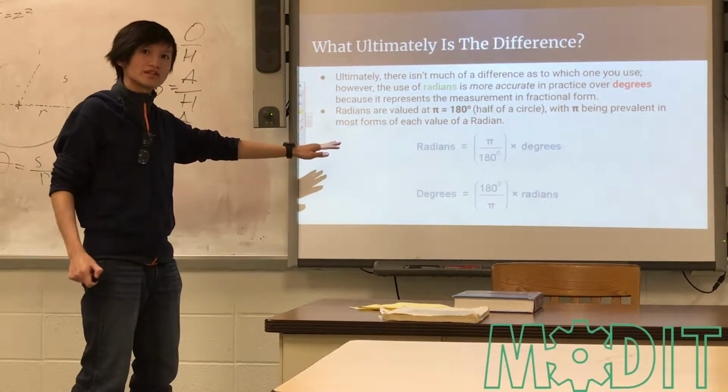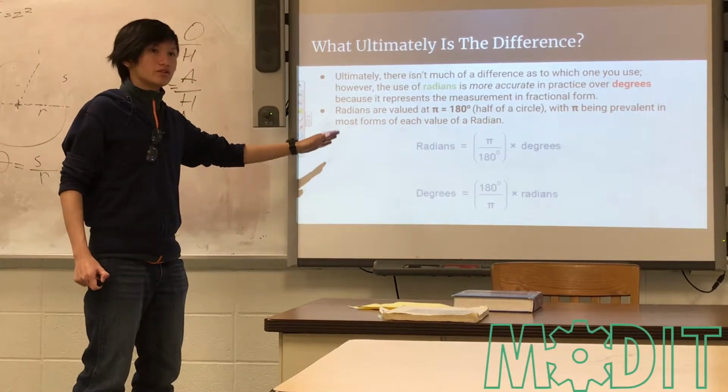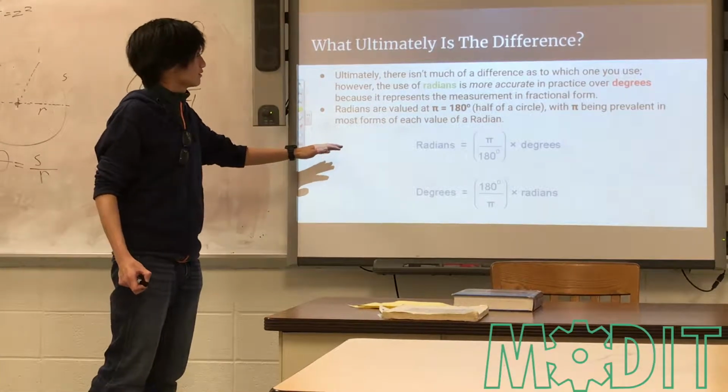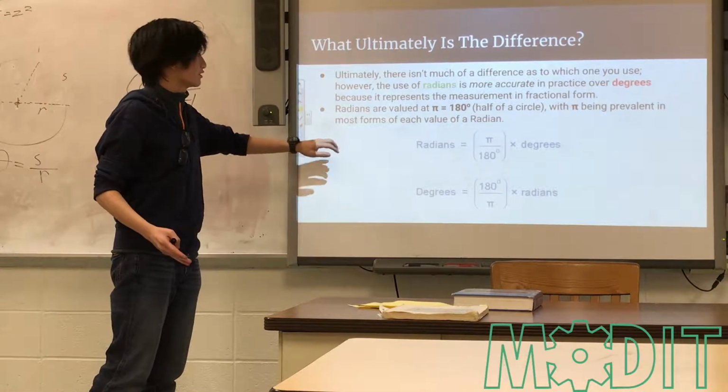Normally we use radians because they're more accurate, due to the fact that they can be represented as a fraction, and ultimately those are much more accurate than decimal places.